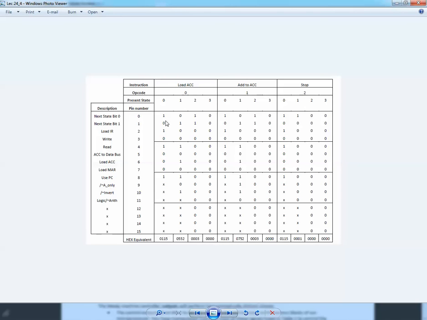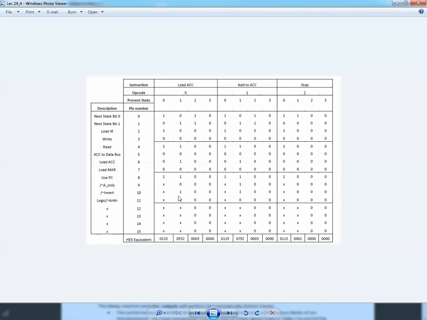Note that the first column is nearly the same and really doesn't have any differences from the remaining three, except for this load IR. Perhaps it might have some small differences, but the only thing that I want you to note is this load IR, which is a 1 here, while it is 0 over here.